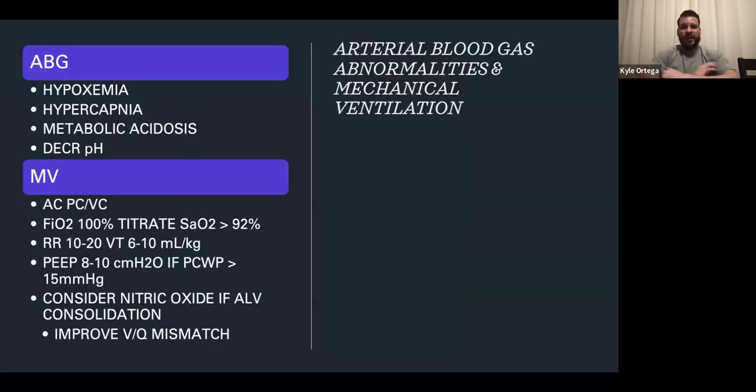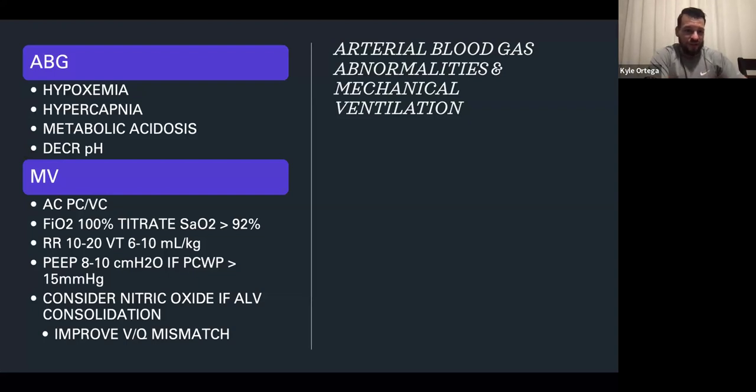All right. Next, we're going to be talking about arterial blood gas abnormalities and mechanical ventilation. With cardiogenic shock, you pretty much see hypoxemia, hypercapnia, and metabolic acidosis, highlighted by that decreased pH. Talking about mechanical ventilation, the research I looked at, which by the way, looking at mechanical ventilation for all these shocks has been really time consuming, but I did find for cardiogenic shock, AC assist control, whether pressure control or volume control, really works well for this type of patient.